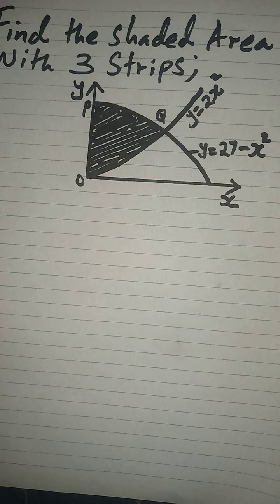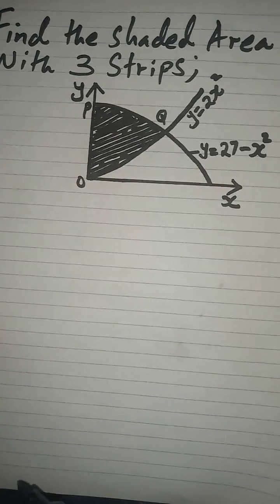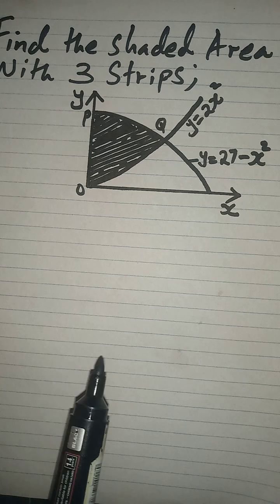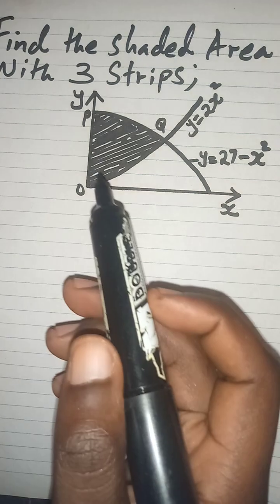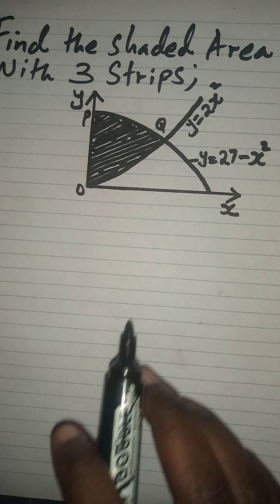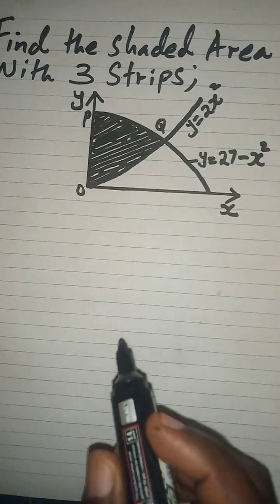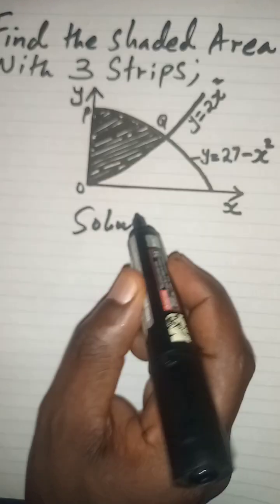So today we want to look at how to find the shaded area in a region bounded by two curves, y equals 2x squared and y equals 27 minus x squared. We're going to take you through step by step, and this area can be calculated by the integration method, the trapezoidal rule, and the mid-ordinate rule. I'm going to take you through step by step up to the final solution, so right away let's dive into the solution.